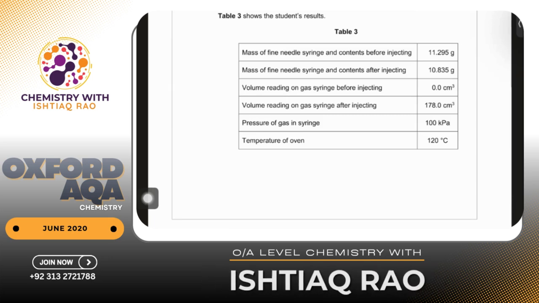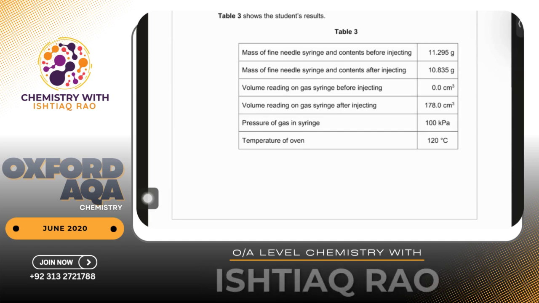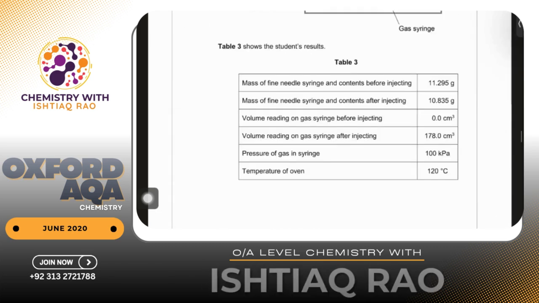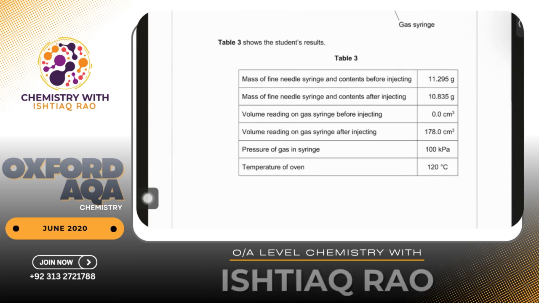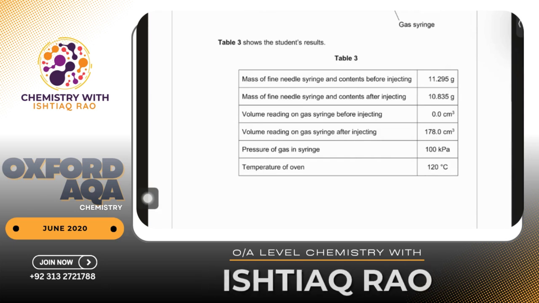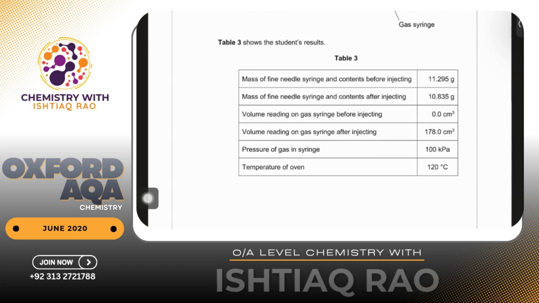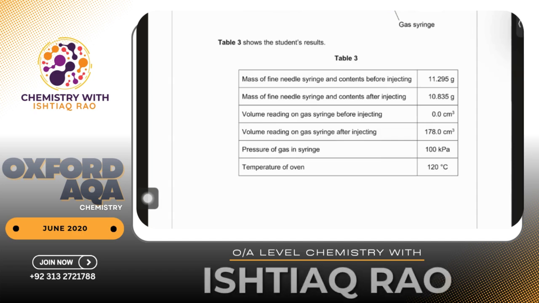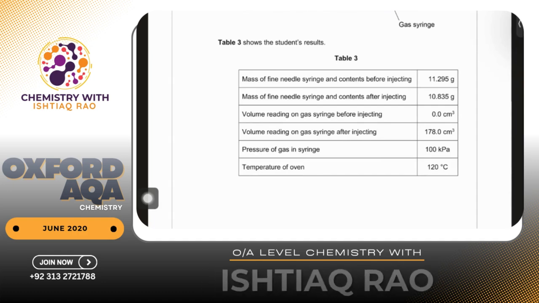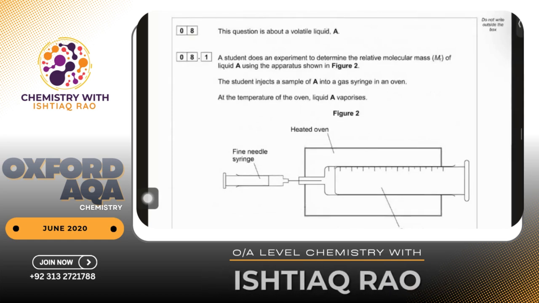Wait, no, sorry. Mr of A: PV equals nRT. Since the data is given to you, volume is given, pressure is given, everything is given in this. So how do you calculate this one? Can you scroll up? I want to read the question again. A little bit more.